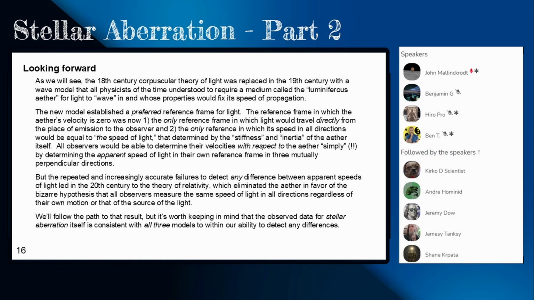The speed of light in a vacuum is the same for all observers. That is a ridiculous hypothesis, and it predicts ridiculous things, all of which have been confirmed experimentally to happen. So that's kind of where we're going.